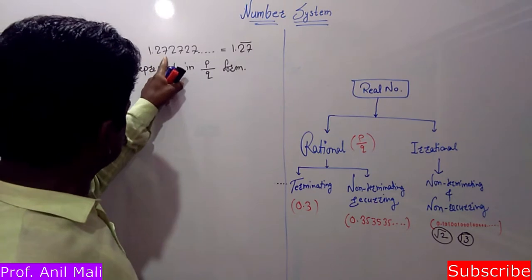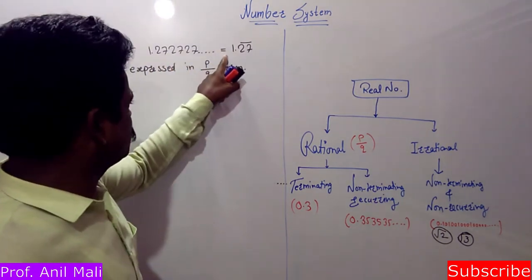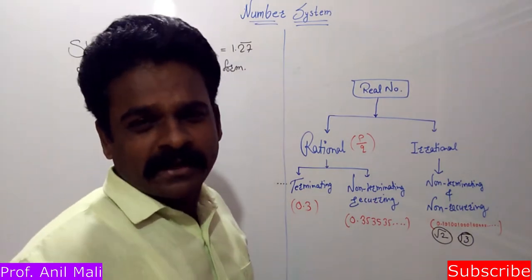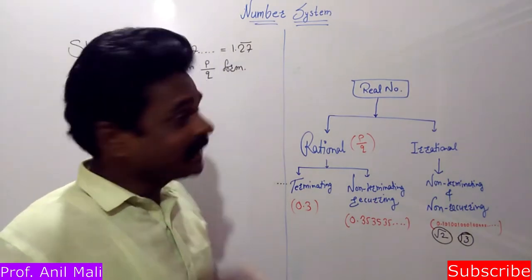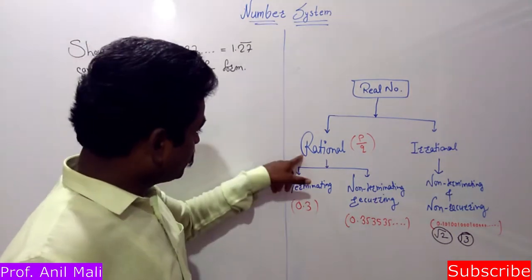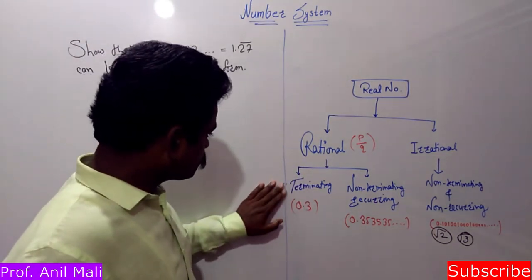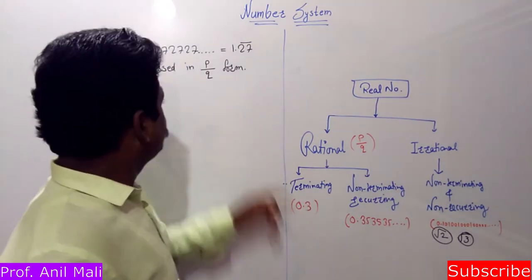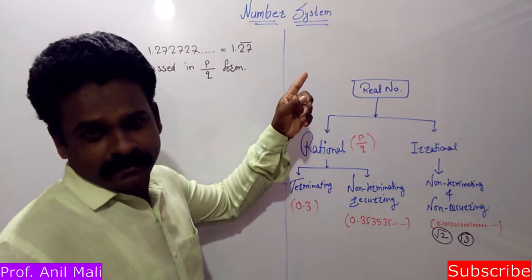Show that 1.272727, that is nothing but 1.27 bar. Now tell me, is it a rational number or an irrational number? Obviously it is a rational number. Why? Which category does it come under, terminating or non-terminating? Non-terminating recurring. It is non-terminating and recurring.